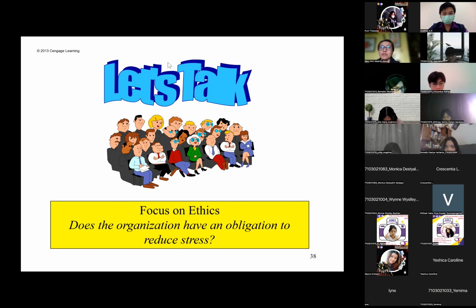So yes, it's like an option already for the company, the organization, to implement it, because after all, it will benefit them also. If workers are more productive because they are less stressed, then that would be good for the company. That would also be good for the employees. A win-win situation. All right. Okay, so any other thoughts?